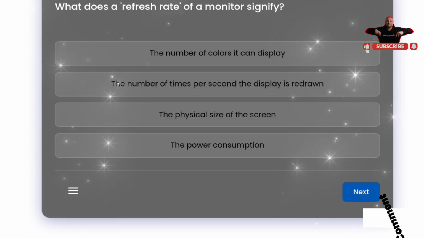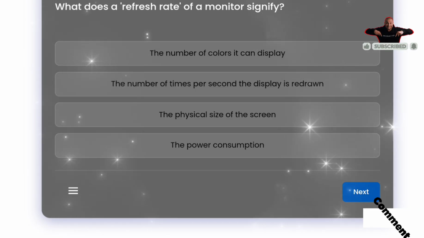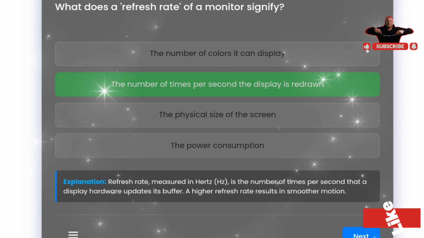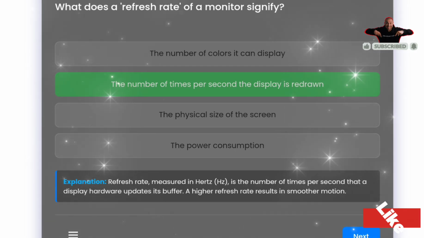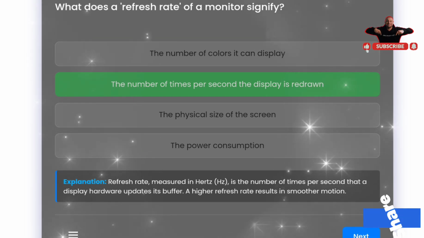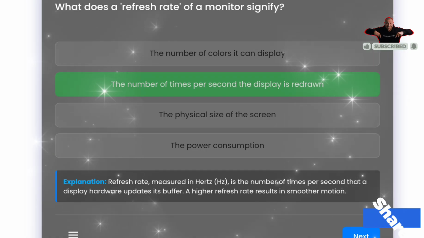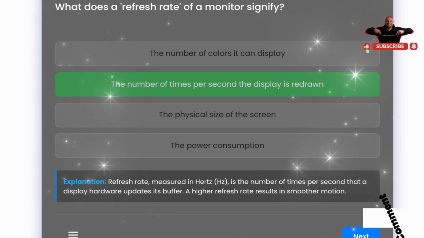Next question. What does the refresh rate of a monitor signify? Answer: the number of times per second the display is redrawn. Refresh rate, measured in hertz, is the number of times per second that display hardware updates its buffer. A higher refresh rate results in smoother motion.